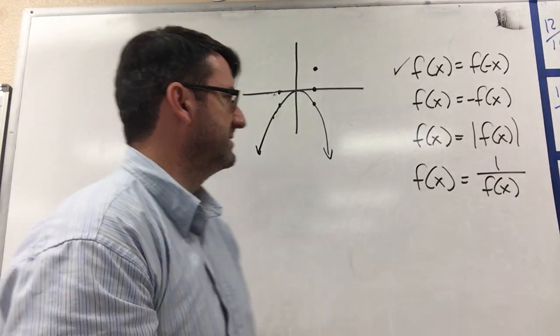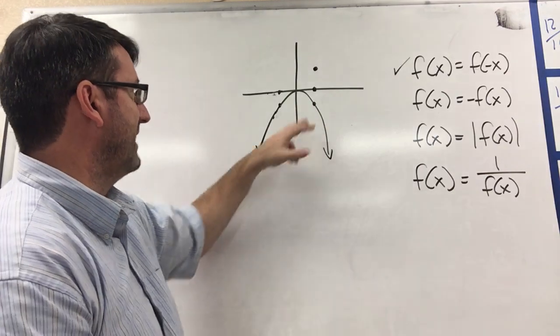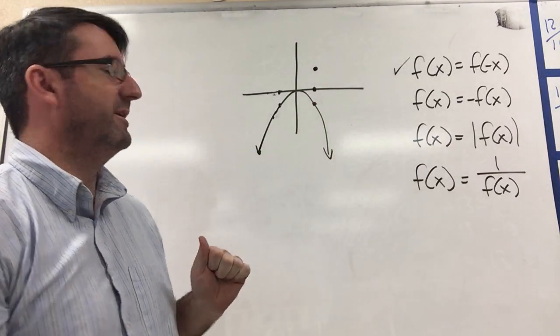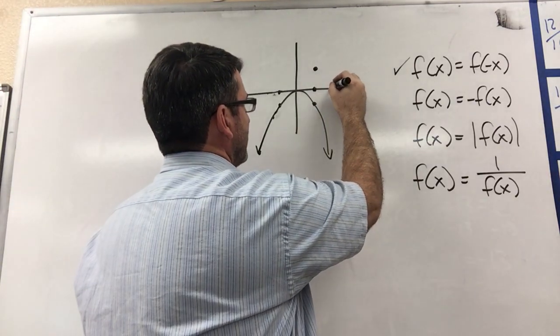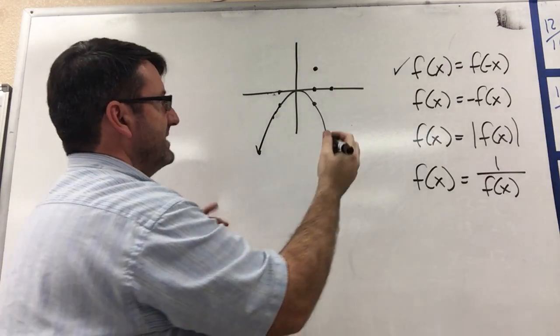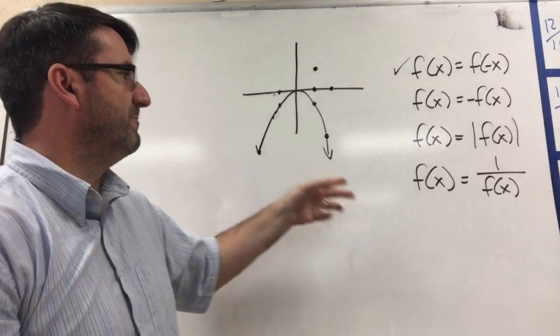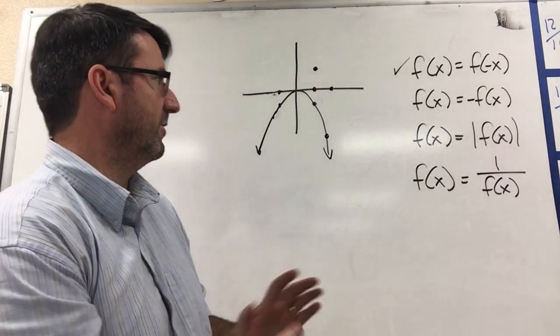And then f(x) = 1 over f(x). That would actually work for just this one value here where it's negative 1, but it wouldn't work for anything else. If we said x equals 2, f(x) is going to be down here at negative 4. That's not the same as 1/4 or negative 1/4.